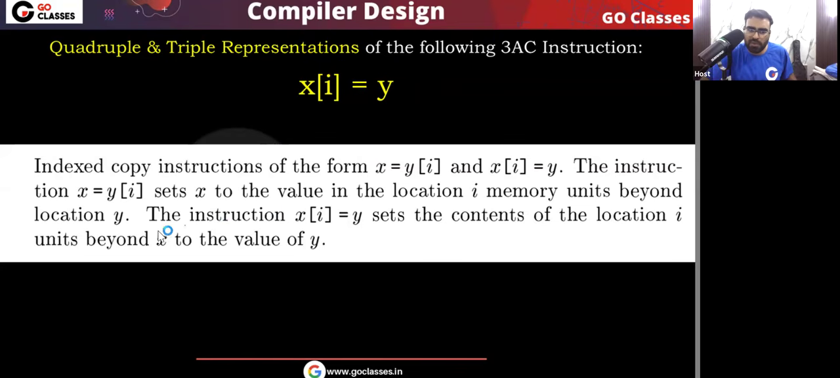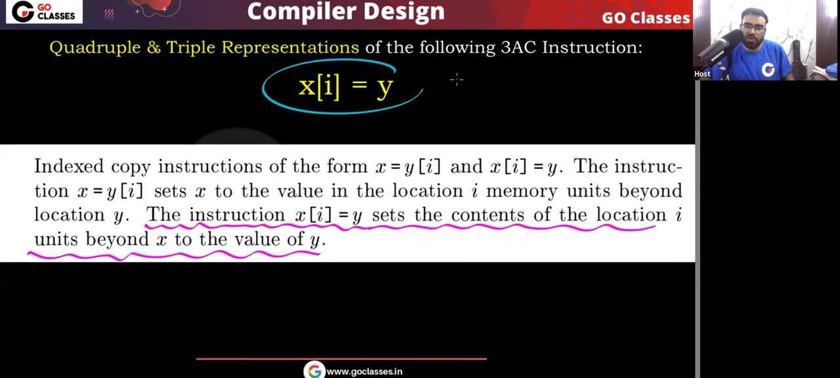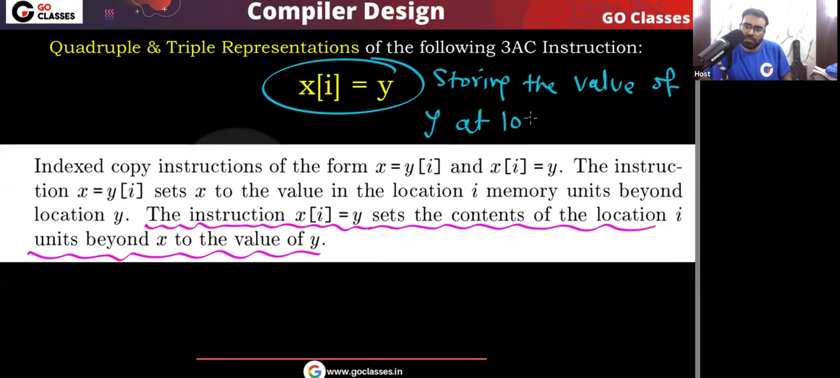That we already know. We have already seen this instruction, x[i] = y. What will this do? Here we are storing the value of y at the location x plus i. Yes or no? Okay, the value of y we are storing at the location x plus i. Very simple. So remember here what we are doing, we are storing the value of y at location x plus i.